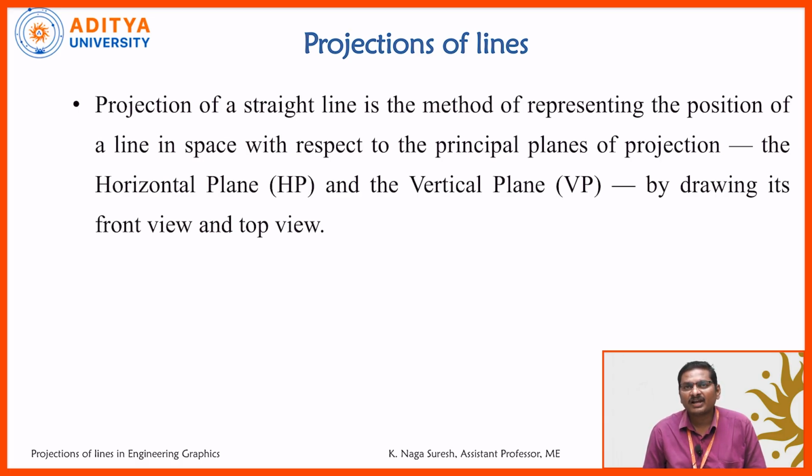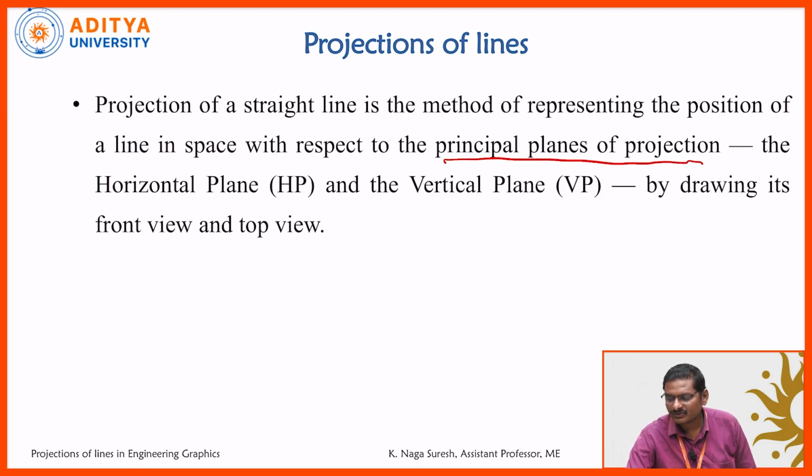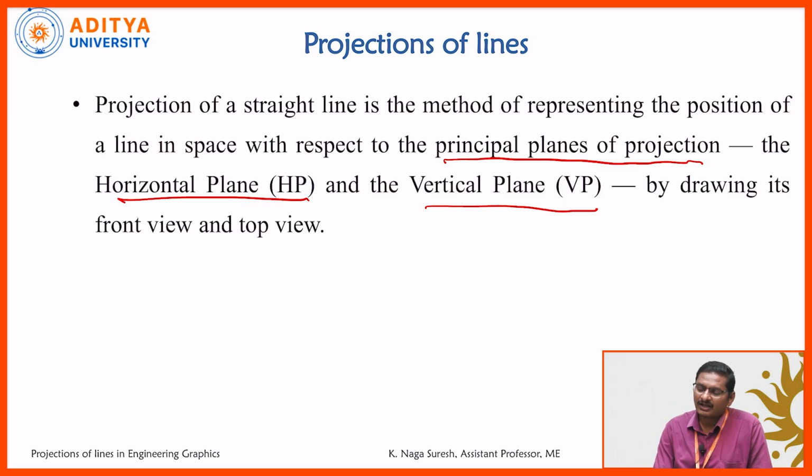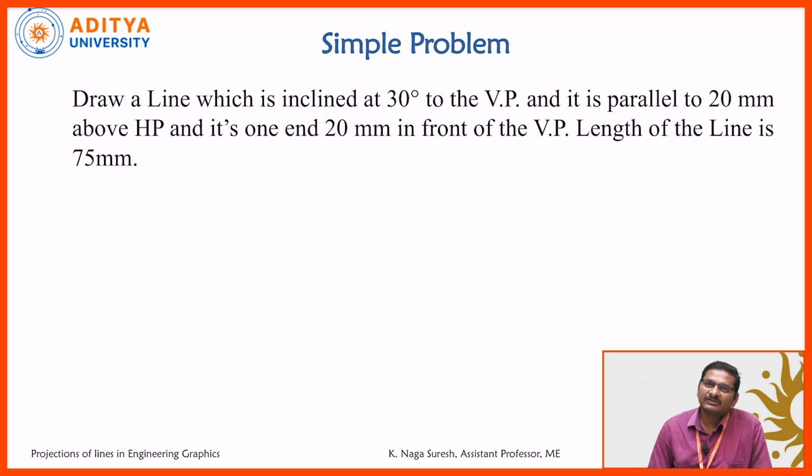Projections of lines is the method of representing the position of a line in space with respect to the principal planes of projection. Principal planes of projection means the horizontal plane HP and the vertical plane VP, by drawing its front view and top view. So this is a simple problem.